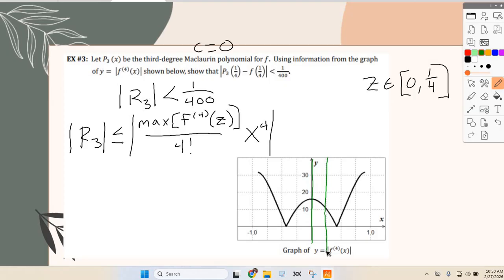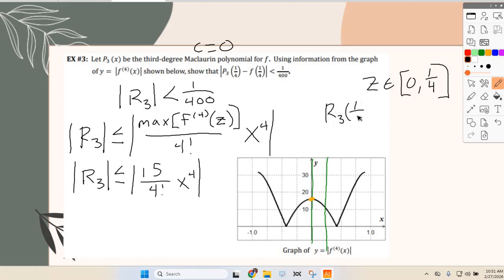So where is my maximum located? 0. And what is that maximum value? Roughly 15. So I can plug that in. I have 15 over 4 factorial times x to the 4th. And we're specifically wanting to look at what? R sub 3 of 1/4.